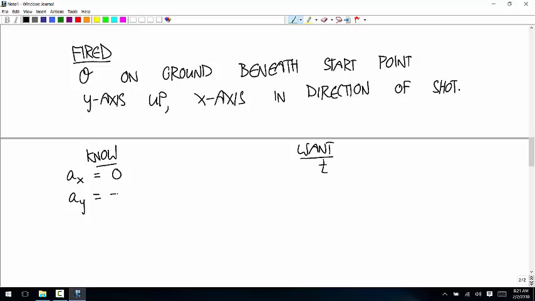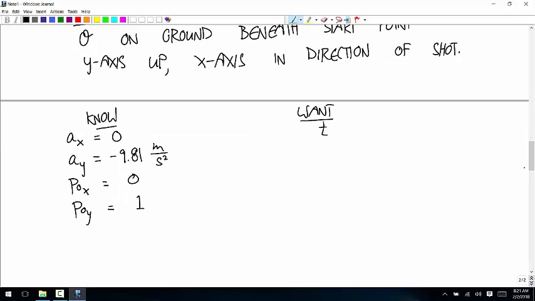Okay, so ay is negative 9.81. Do we know the position, the initial position? There's x and y components. 0 and 1, yep. Do we know the position at time t? We don't know the x coordinate. We don't know the x component, but we do know the y component. So py is 0 because it's on the ground.